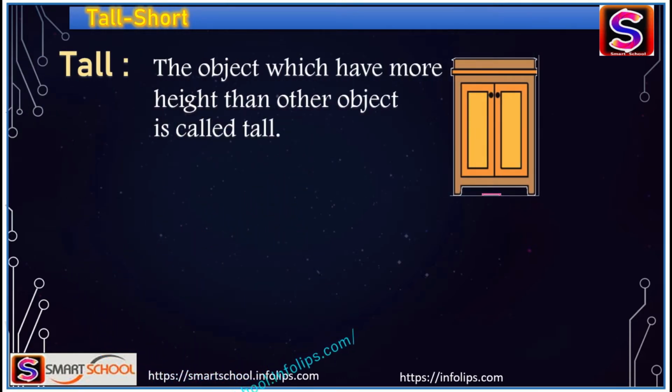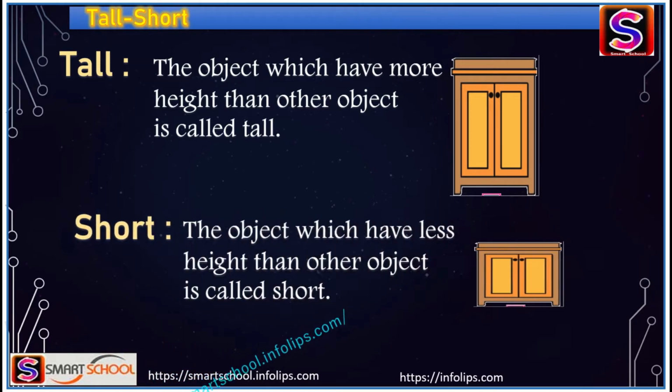What does tall mean? The object which has more height than another object is called tall. It means if there are two objects and one object has more height, then we can say that object is tall. Let's see what is short.